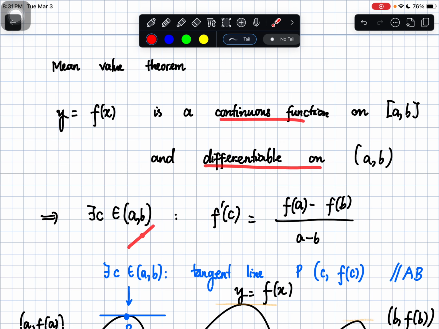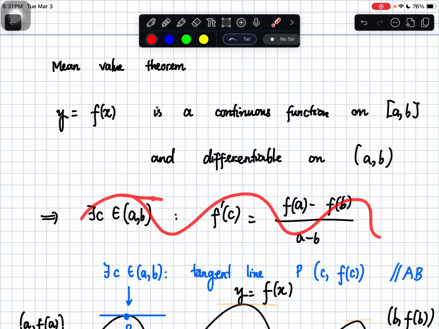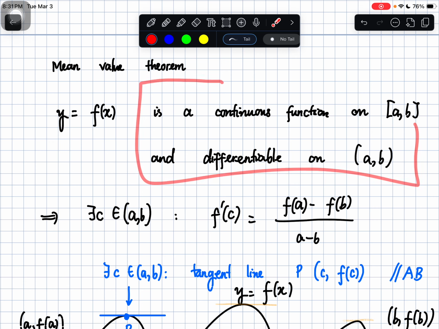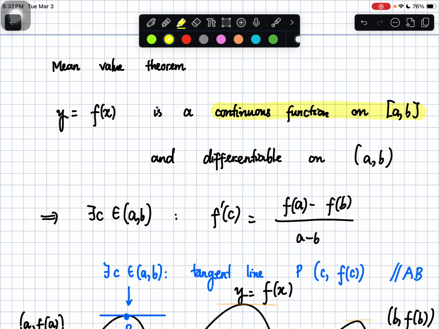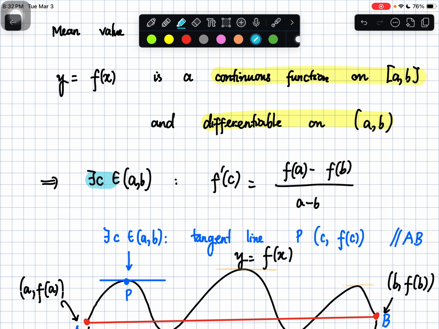And the graph has no sharp point like this or cusp point. So every point on the graph, you can draw this tangent line here. So you can compute the derivative at every point on the graph. If the function satisfies the conditions of the theorem, so we have two conditions, continuous on the closed interval [a, b] and differentiable on the open interval (a, b), then there must be a point c between a and b such that f prime at c equals f of a minus f of b divided by a minus b.